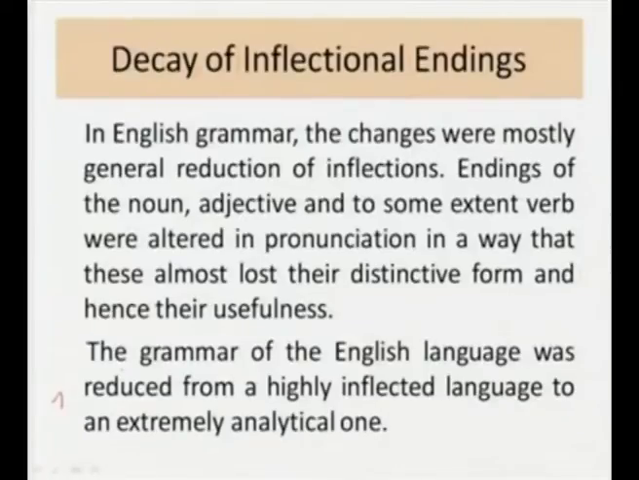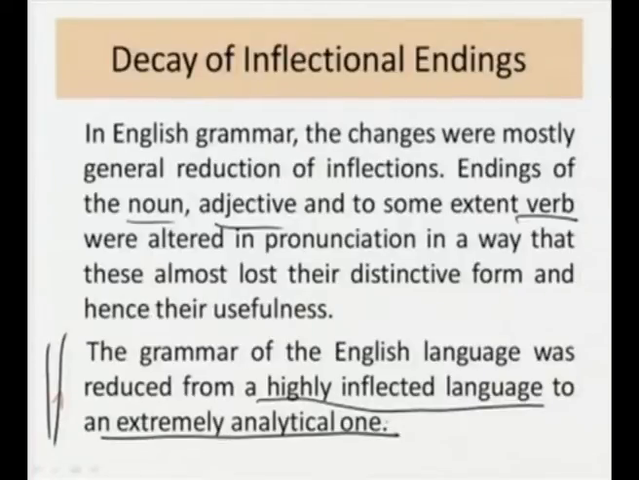So, next if we look at grammar, right, the most important point to be noted here is that in English grammar, the changes were mostly the general reduction of inflections or endings, right. Let us read from here. In English grammar, the changes were mostly general reduction of inflections, endings of the noun, adjective, and to some extent verb, okay, of the verb were altered in pronunciation in a way that these almost lost their distinctive form and hence their usefulness. The grammar of the English language, this is most important, following the Norman conquest was reduced from a highly inflected language to an extremely analytical one.